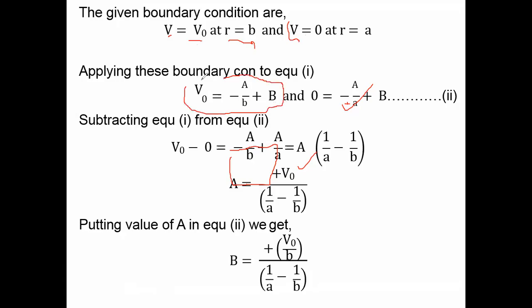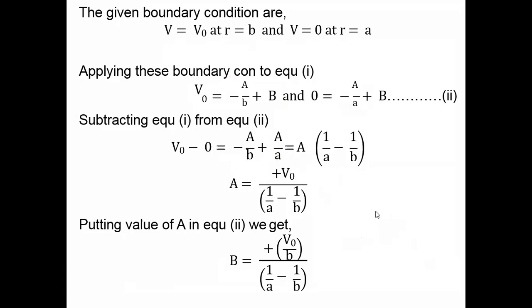And we will get an equation like this: V naught is equal to minus of A by B plus B. Then I ask you, why are we putting the boundary condition? What is the need of the boundary condition? Why are we substituting the boundary condition? We have studied calculus. We have already found the V, then why should I put the boundary condition? Tell me.